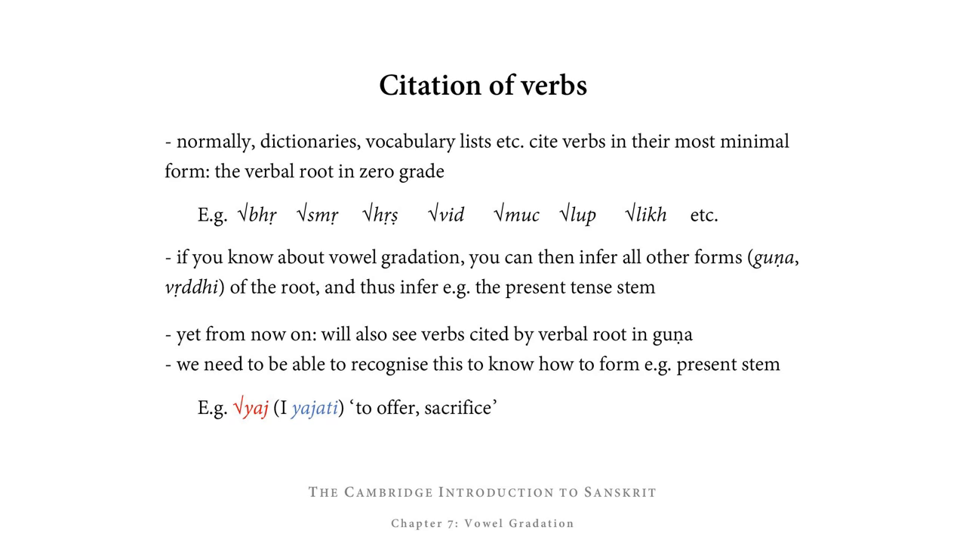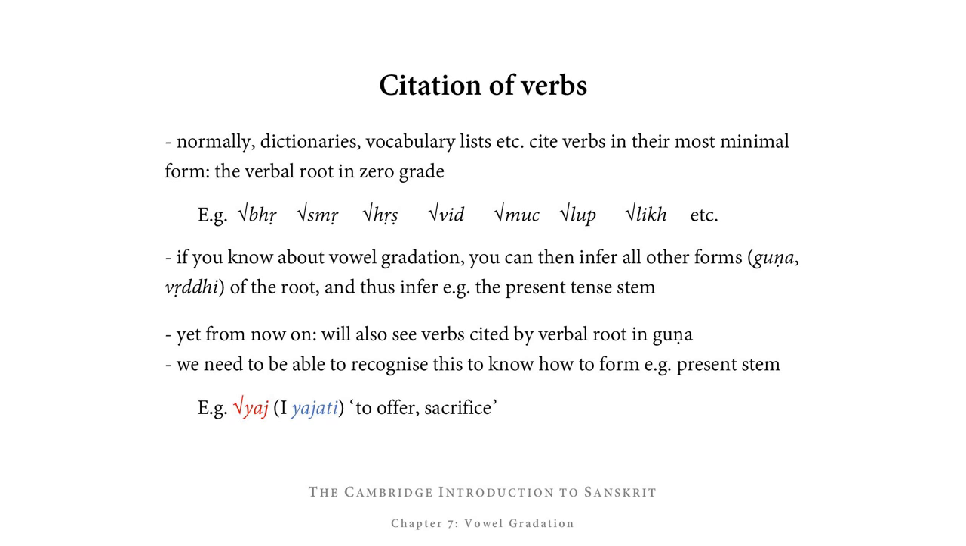If you know about vowel gradation, you can then infer all other forms of these verbal roots. So you can infer the guna and you can infer the vṛddhi. And thus you can infer, for example, what the present tense stem of one of these verbs would look like.